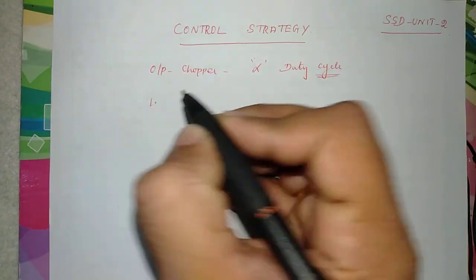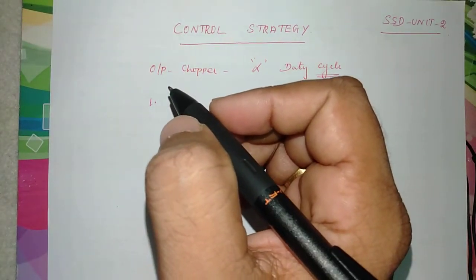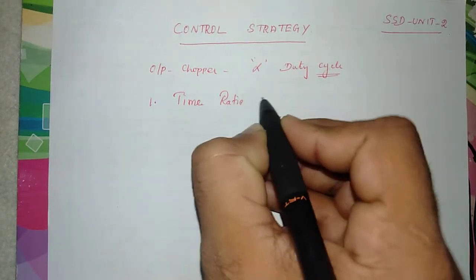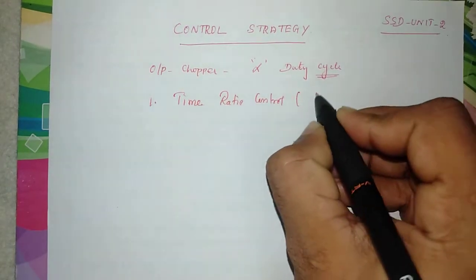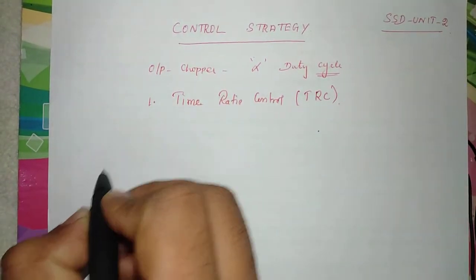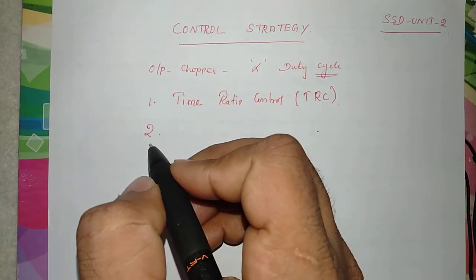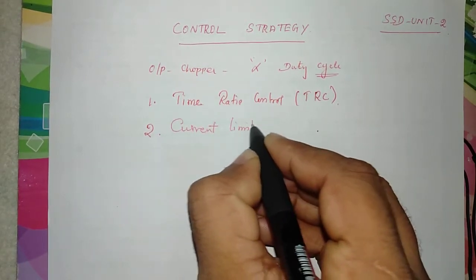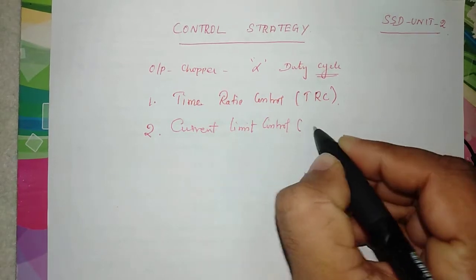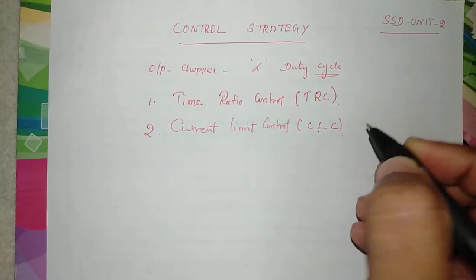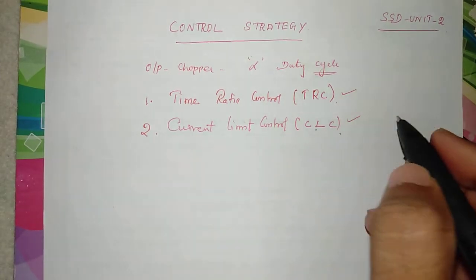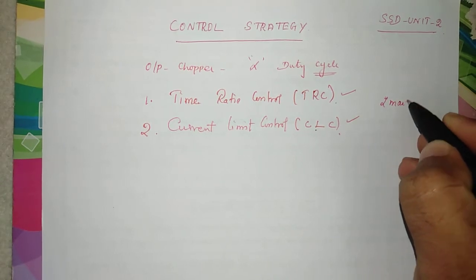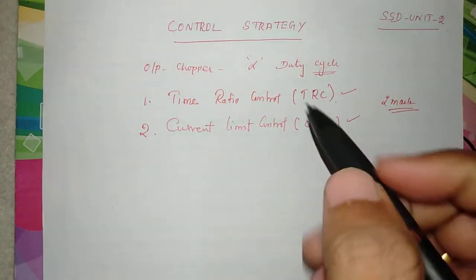We have two types of control strategy. One is time ratio control, which in common name we call TRC. The second is current limit control, that is CLC. Sometimes in university exams they may ask these short forms also, TRC, that is time ratio control, and CLC, for the 2 mark questions. So we need to consider both equally.